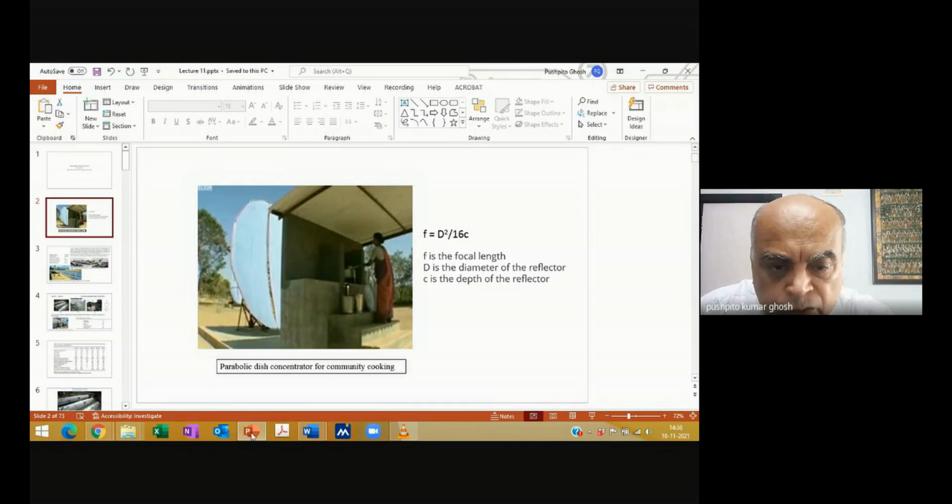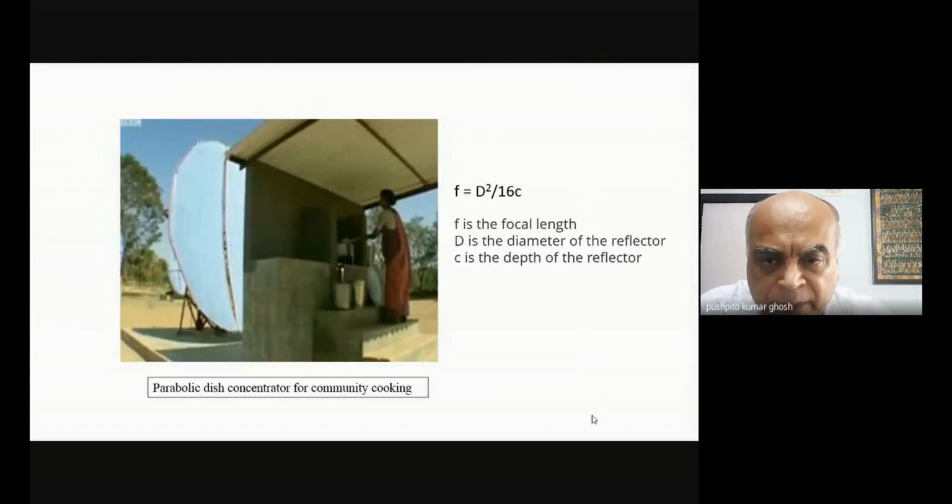Last time we went through the equations for a parabola, all right? And I showed you parabola troughs, which can generate very high temperatures because it all focuses on a line. I mean, that's what happens.